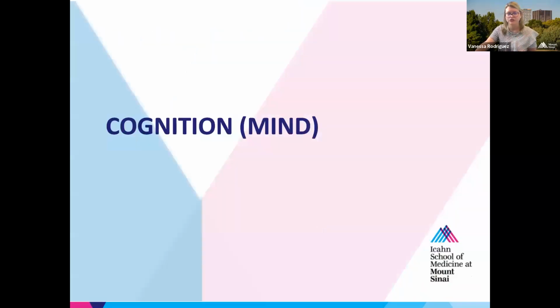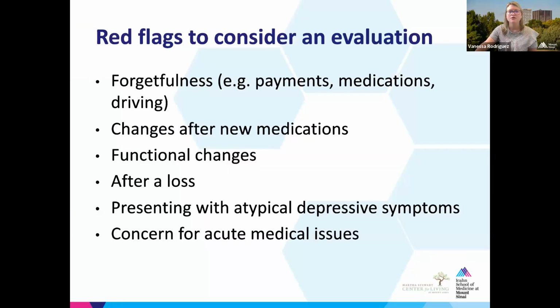Now, moving along to cognition. So in terms of mind, here are things that are important to pay attention to. Red flags to consider an evaluation: if somebody is forgetting things, right? Somebody that always is on top of everything, for example, somebody that was an accountant and all of a sudden is missing payments or having difficulty managing bills, or somebody that was so on top of their medications and now you hear they're forgetting medications or missing doses or confusing them, and so forth, or even new issues with driving like we just referred to.